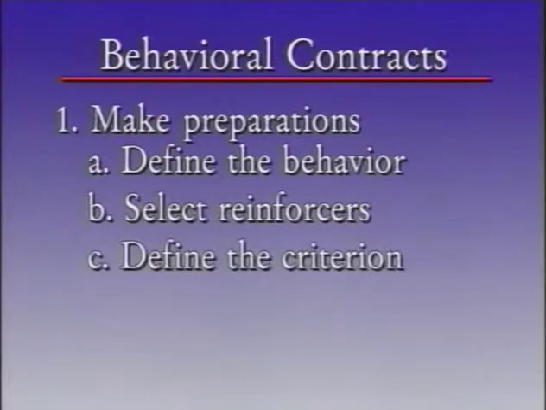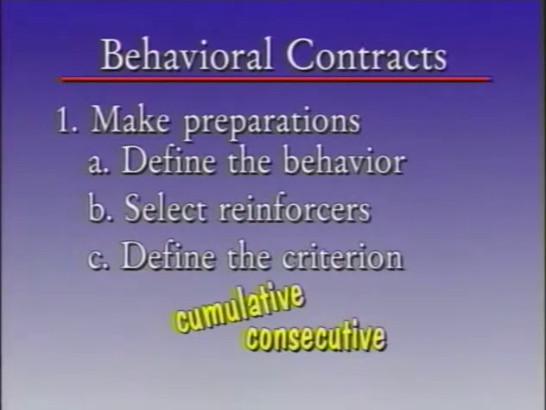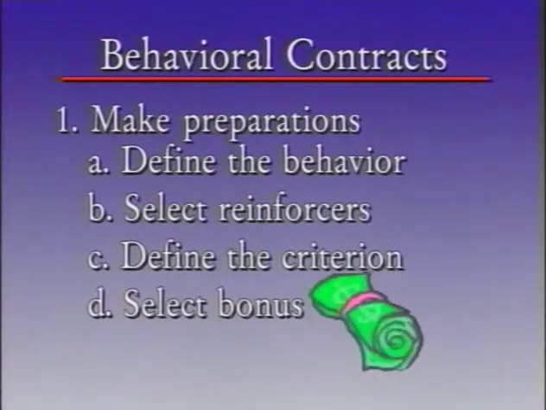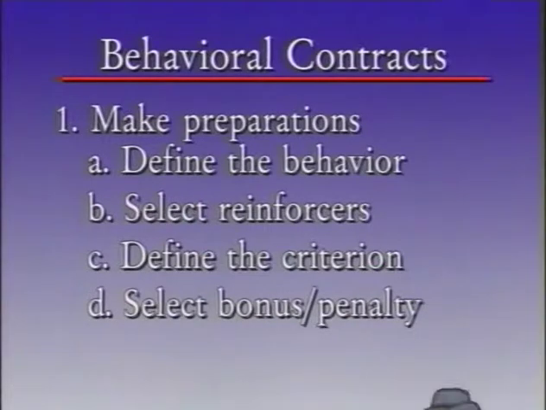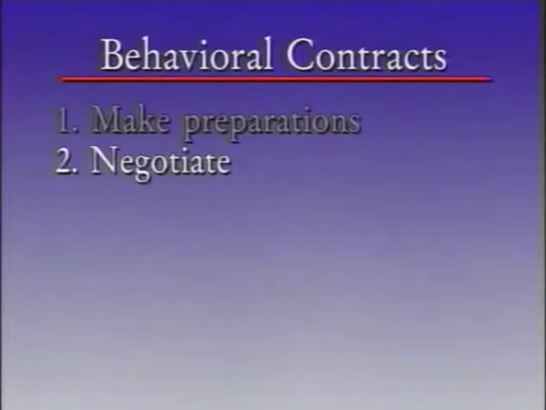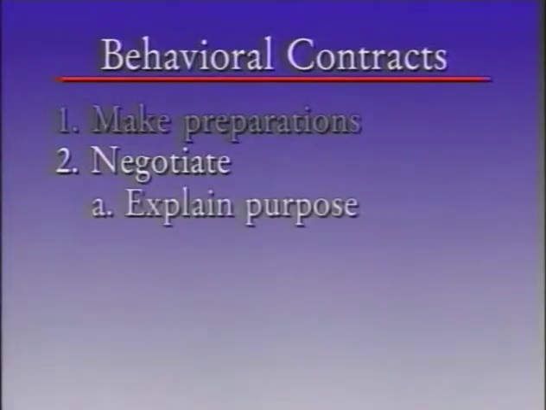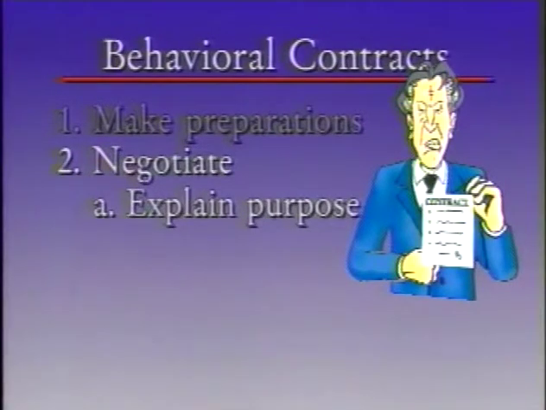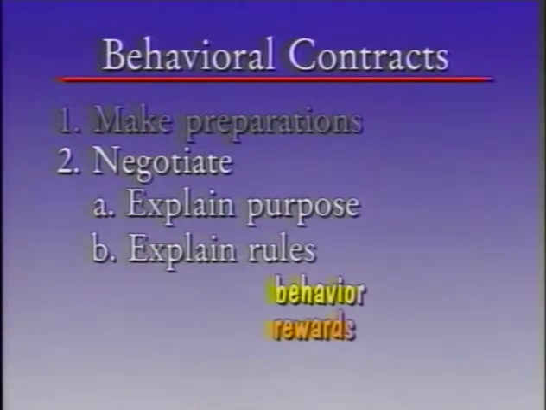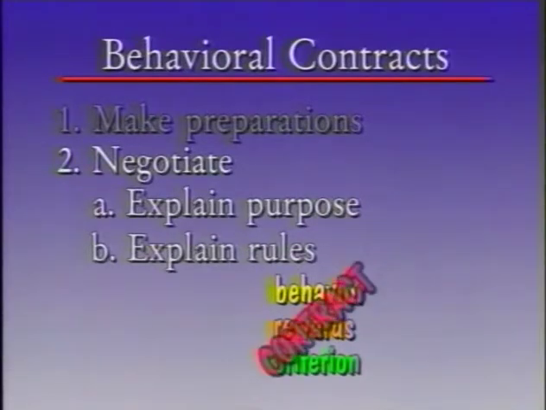Then, define the criterion. Remember, a cumulative criterion reinforces success and is generally better than a consecutive criterion. Finally, select a bonus clause if the student needs a little nudge. And as a last resort, implement a penalty clause. Now that you're prepared, meet and negotiate with the student. Begin by explaining why the contract is necessary. Next, lay down the rules for negotiation. The student may negotiate the behavior, the rewards, and the criterion, but not the need for a contract.